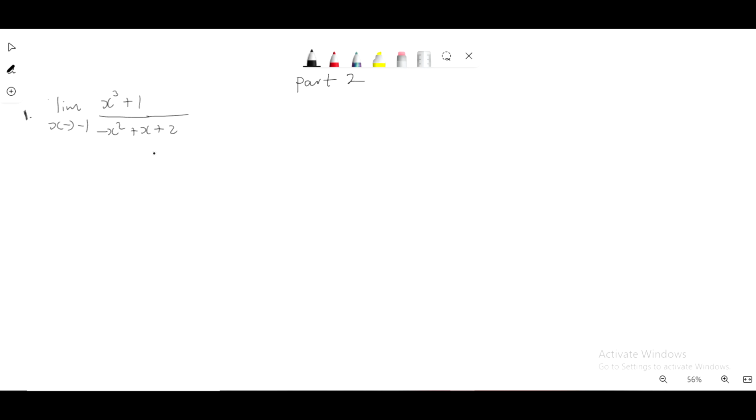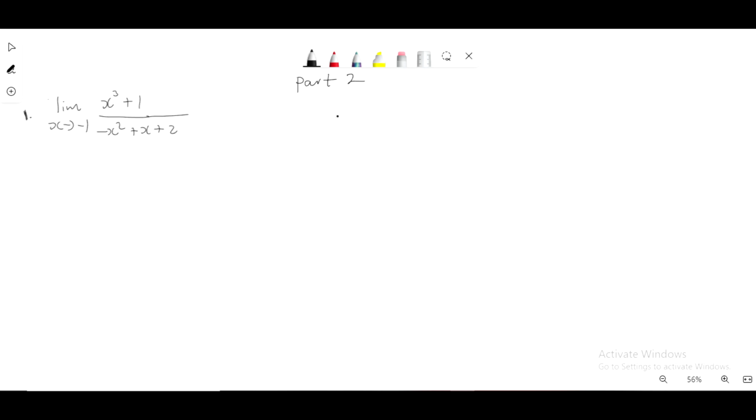But how can I factorize this? This is my problem now. This x cubed plus 1 is my problem. So let's solve this problem. Notice that there's a plus here. If it was a minus, it was going to be a difference of two cubes, but now it's a plus. How am I going to solve this?